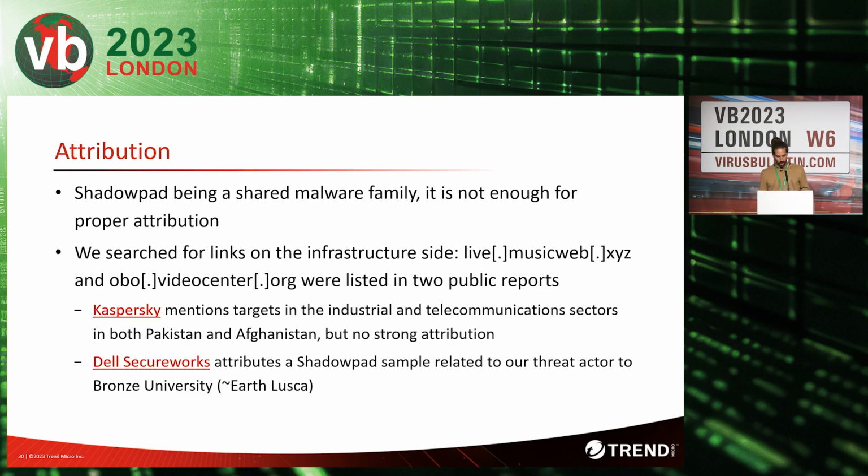So we searched for other links, for example on the infrastructure side. We found these 2 domain names, and we searched for them and found they were listed in 2 public reports. One of them was written by Kaspersky, and it mentions targets in the industrial and telecommunication sectors in Pakistan and Afghanistan. So this is perfect. It fits exactly what we saw in our campaign. Unfortunately, in that report, there is no strong attribution or links to any known threat actor. So it was not useful for our purpose of attributing this attack to a threat actor.